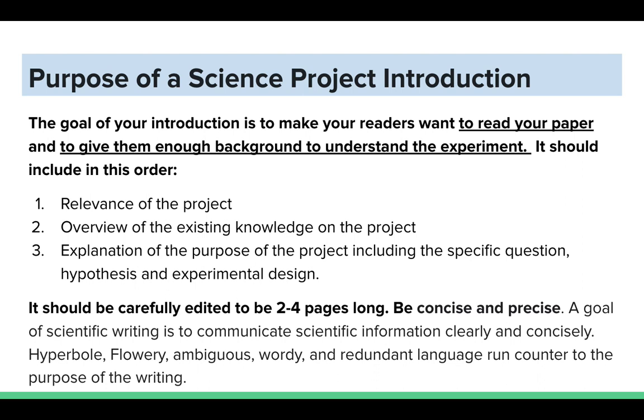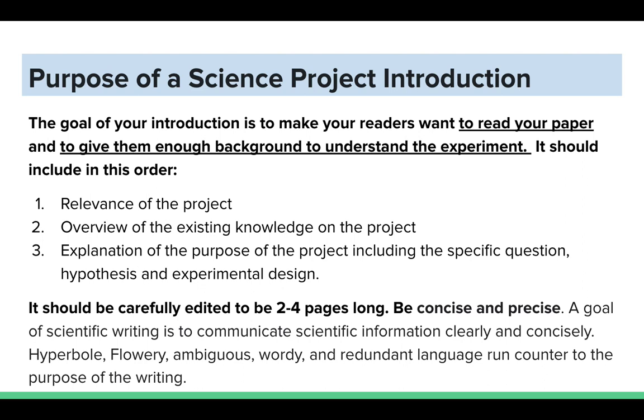Number two, overview of the existing knowledge on the project. Now, this is really important, and students tend to not give this enough time and space in their introduction. We want to understand why you made the hypothesis that you did, the background that helps us understand what the problem is, but also why you made your hypothesis. So this part is very important. Oftentimes introductions are all just about relevance, what a bad problem acid rain is, or global warming or stream testing, but they don't give enough information about the existing knowledge that allows you to make your hypothesis, the science. So be sure you have a robust section on that.